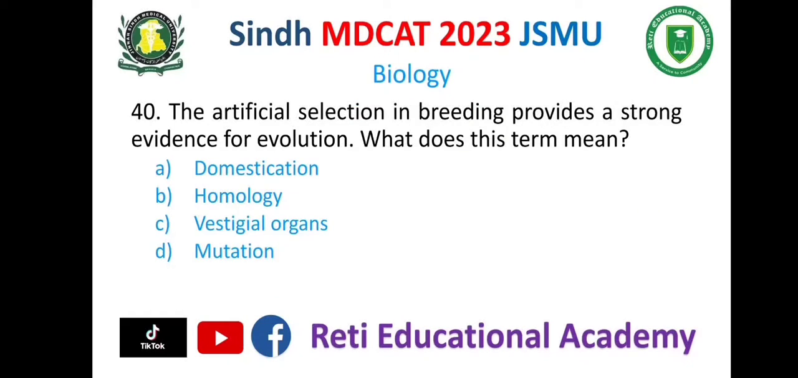Reptiles. Question number 40. Artificial selection in breeding provides strong evidence for evolution. What does this term mean? A. Domestication, B. Homology, C. Vestigial organ, D. Mutation. And the correct option is A. Domestication.